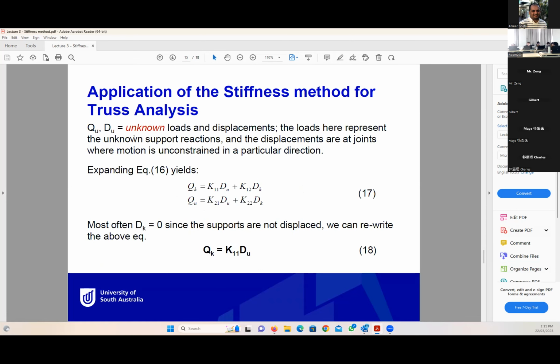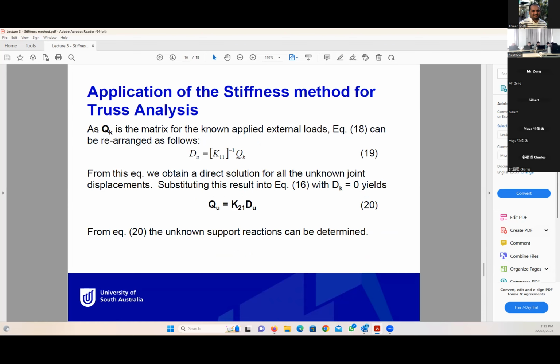So now QK is equal to K11 DU. To find DU, we need K11 to the power of minus 1 times QK, where K11 minus 1 is the inverse of K11. So what we need to do is get the stiffness matrix K, then subdivide it into K11, K12, K21, K22, and after this we have to get the inverse of K11.